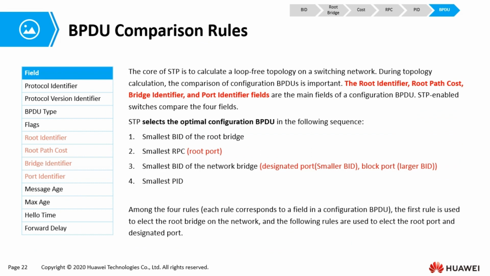Okay, so STP operations. When we enable STP, we want to calculate the loop-free topology on the switching network. During the topology calculation, we compare the configuration BPDUs. The configuration BPDU carries a root identifier, root path cost, bridge ID, and also the port ID. So how do we select the root and everything? We base it on these.